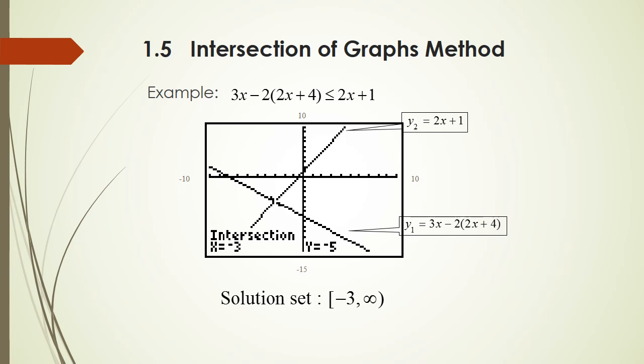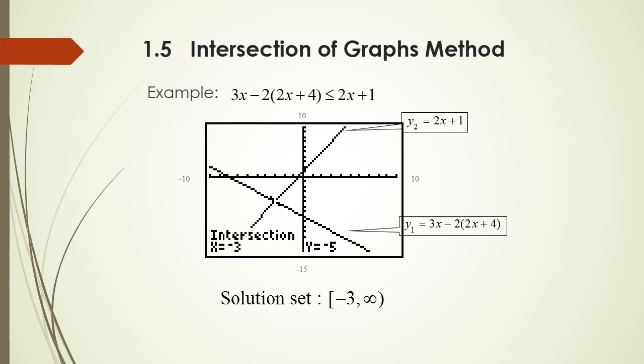Here's an example. We have 3x minus 2 times 2x plus 4 is less than or equal to 2x plus 1. Now notice our two graphs here. We have the 2x plus 1, and that's the one that is the positive slope and is rising from left to right. And then the other side is the negative slope, and it is going down from left to right. The equation is looking for where the y1 graph is less than the y2 graph, where it's below it.